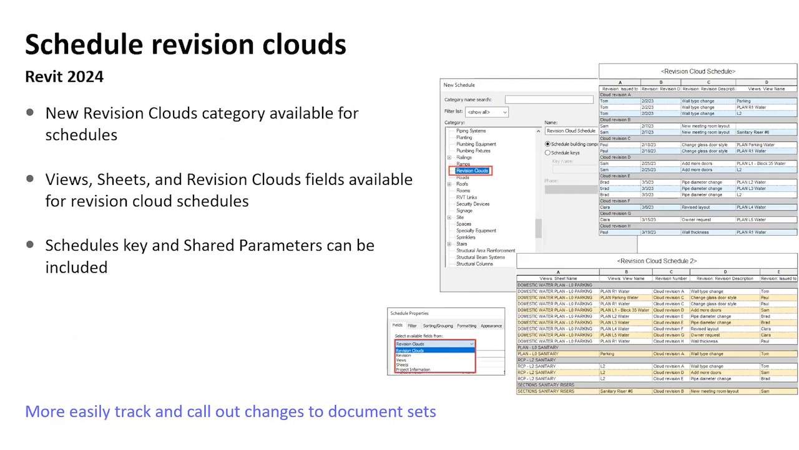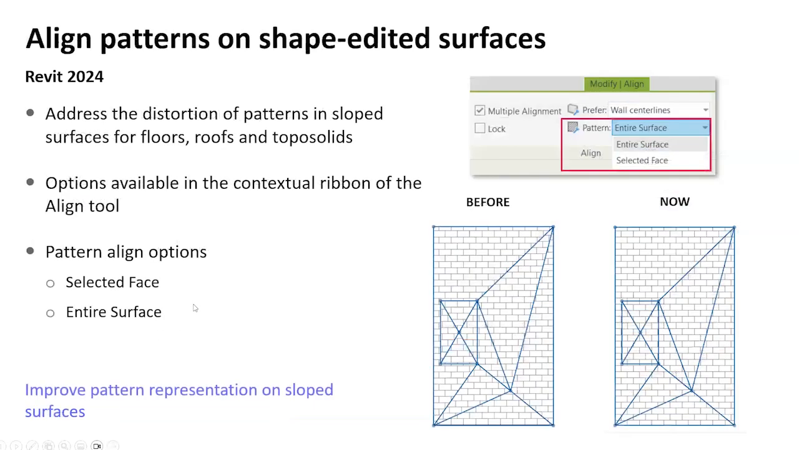Being able to schedule revision clouds. As Andre said, finally, right? What took so long? This ability to schedule revision clouds is great. You can use fields from views and sheets and revision clouds to create your schedule. The schedule also contains schedule keys and shared parameters. So track and call out changes to document sets.